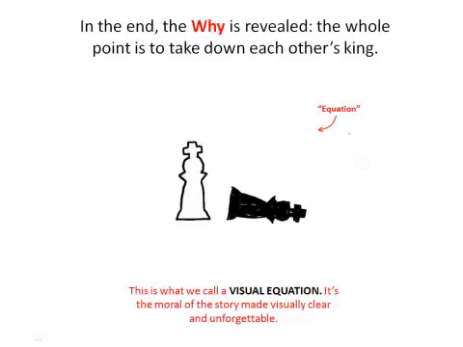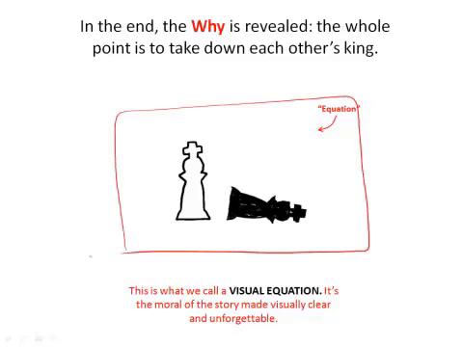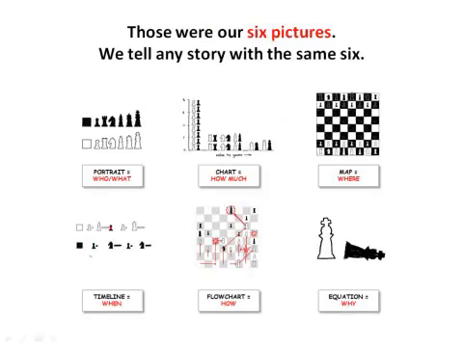And now we end up with our visual equation, because the entire purpose of the game was to achieve victory, to have one king knock down the other. And there we have chess, a game that can be considered very, very complicated, very, very thoughtful, explained clearly in 6 simple pictures. Our portrait, our chart, our map, our timeline, our flowchart, and our equation. Those are our 6 pictures, and we tell any story with the same 6.